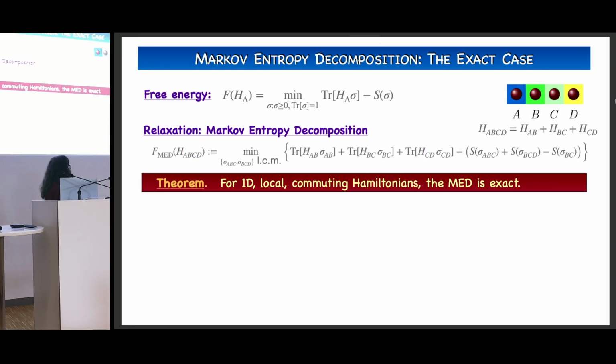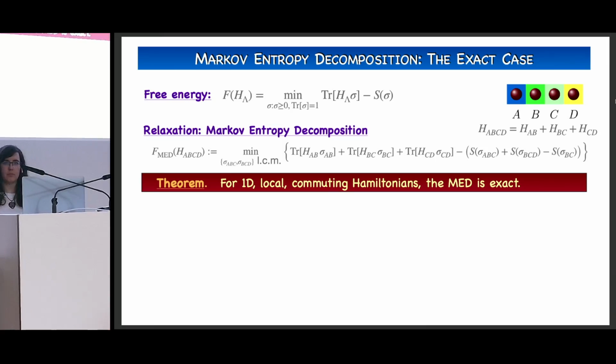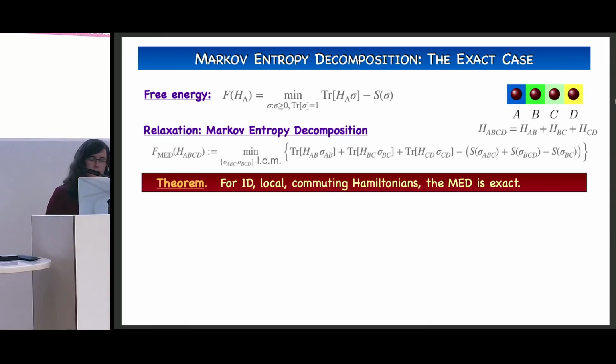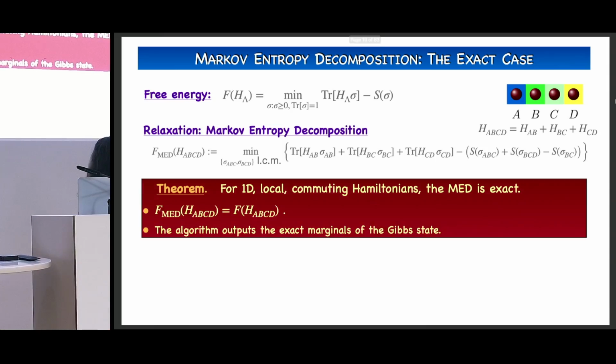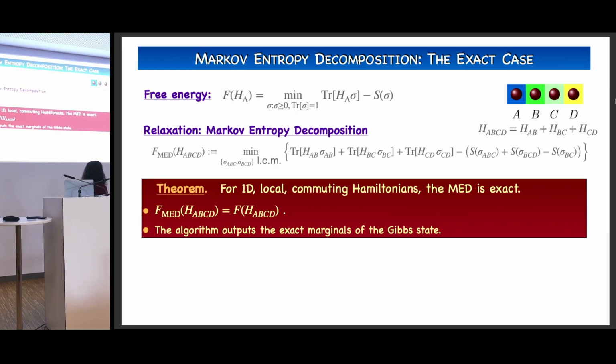So the first thing that I want to show you is a very simple case, which is the exact case. And this is the one that I want to present here because I think it's going to be the easiest to understand how this works. And essentially what this case is telling us is that for 1D local commuting Hamiltonians, the MED is exact. So this is important. We are assuming now that our Hamiltonians are commuting. So I'm saying that the MED is exact.